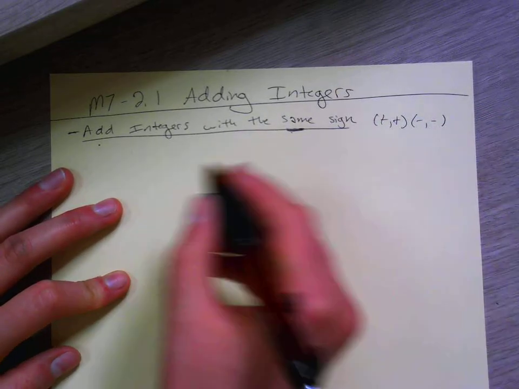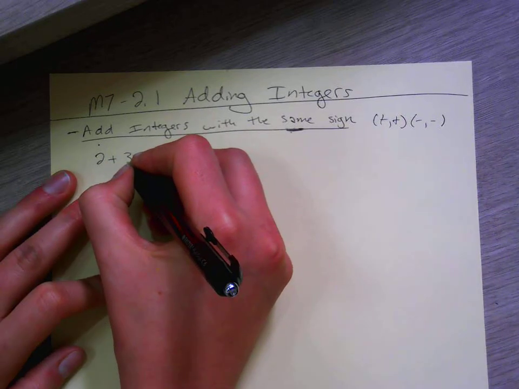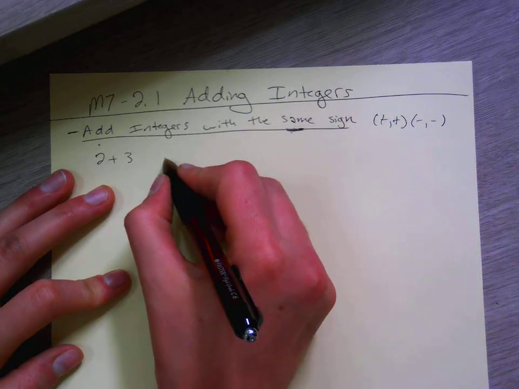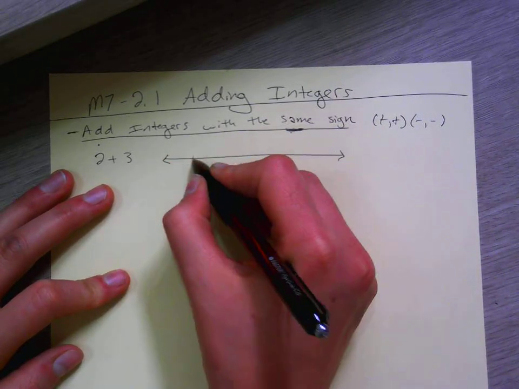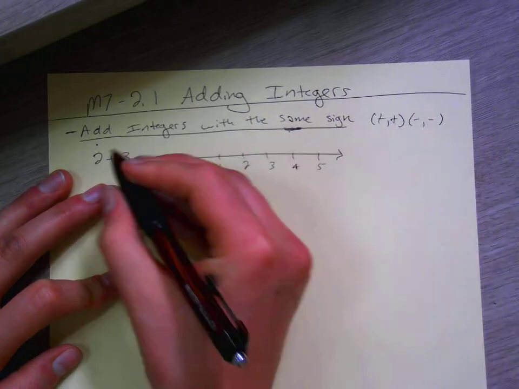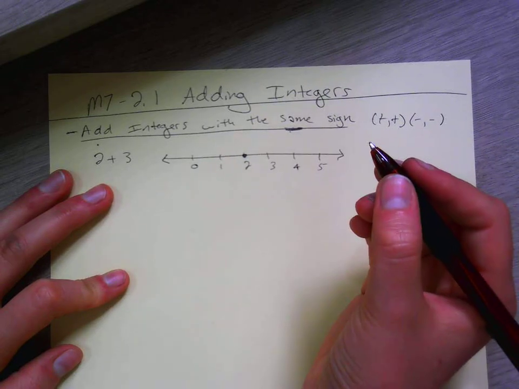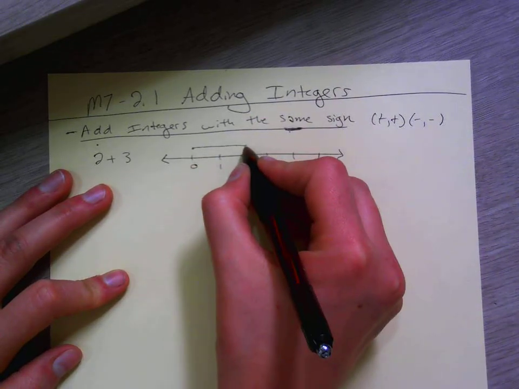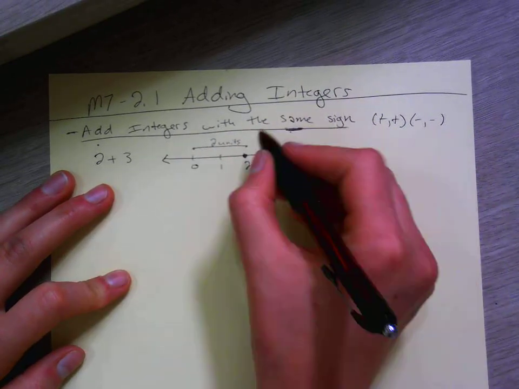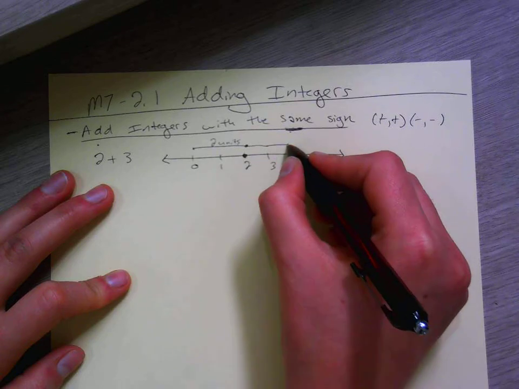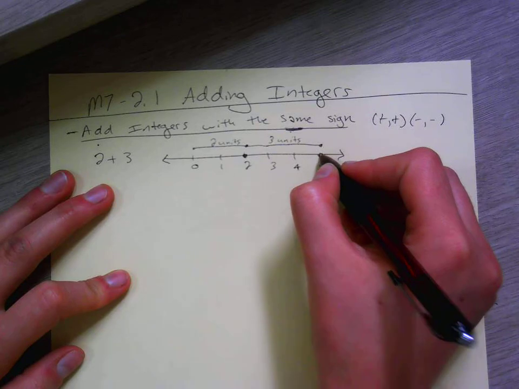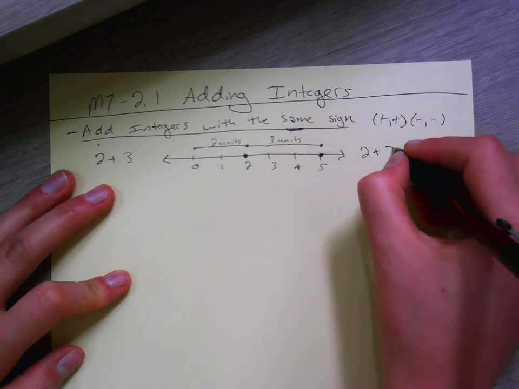If we want to do 2 plus 3, this is a simple problem, but if you know how to do it on the number line, it'll help you with other things. So we're going to draw the number line. 0, 1, 2, 3, 4, 5. So we start with 2, put a dot here. We have already gone 2 units. Now we need to go 3 more units. So we go 1, 2, 3 units. And what do we end up at? We end up at 5. Therefore, 2 plus 3 equals 5.